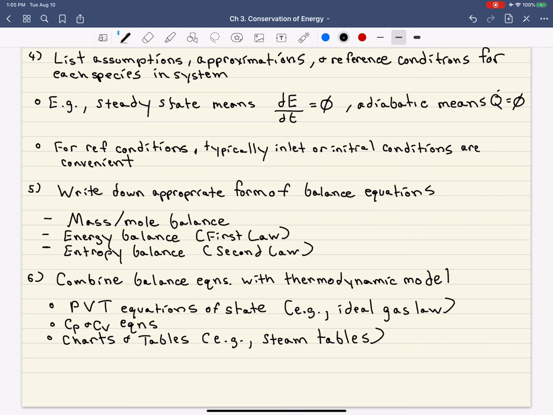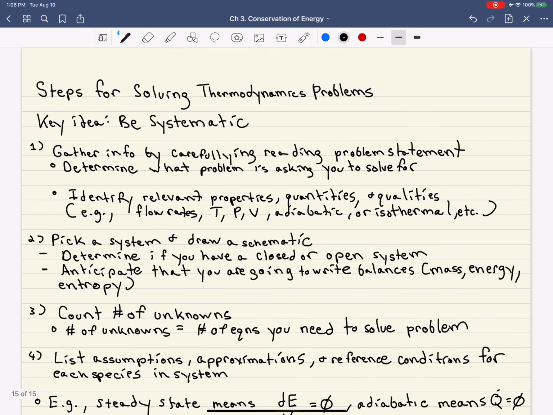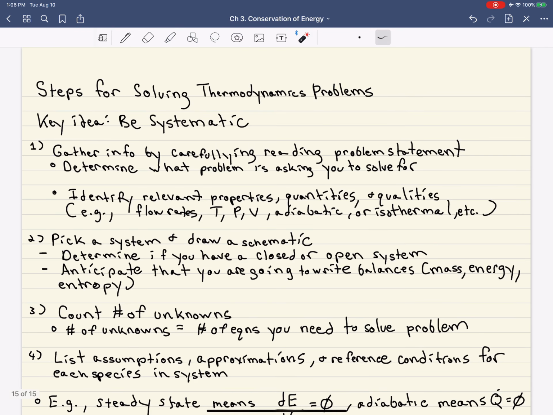All right, once you combine your balance equations with the thermodynamic models, at that point you have everything you need. What you have to do then is just solve for all of your unknowns and find the piece of information that the problem is asking for. If you follow these 7 steps, this should give you a nice game plan for approaching all of the problems that you'll encounter in this course.